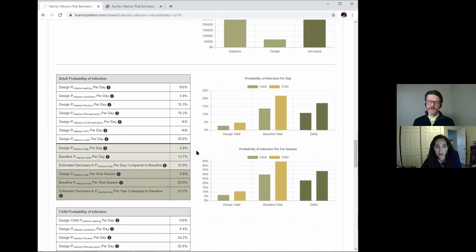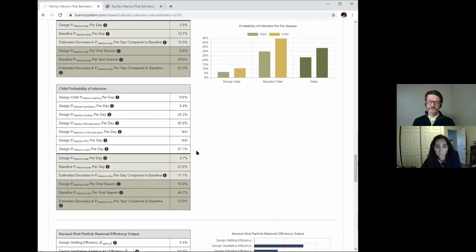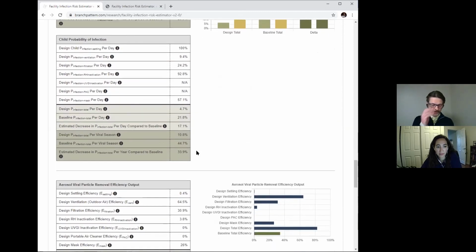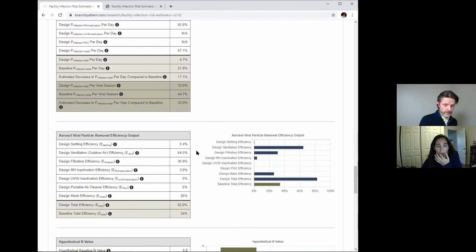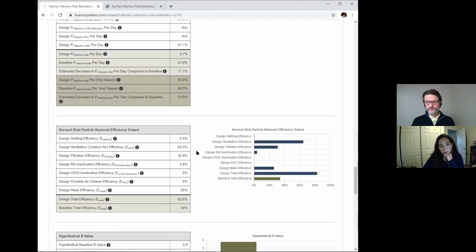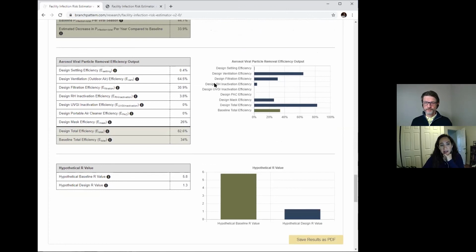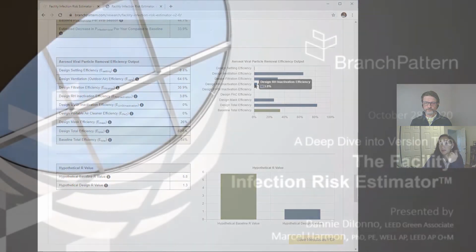If you did it first, it would be larger, but overall, it's still less than the other strategies typically. Depends on the room size to a degree, but most of the time, it has less of an impact. But now you can see this relative humidity inactivation efficiency is 3.8% by doubling it.